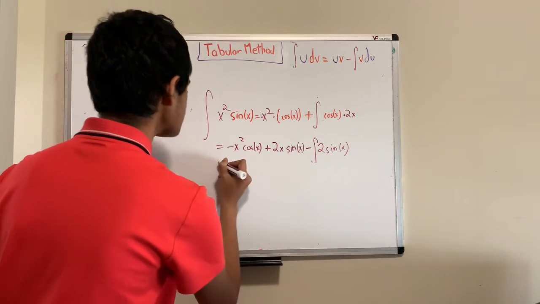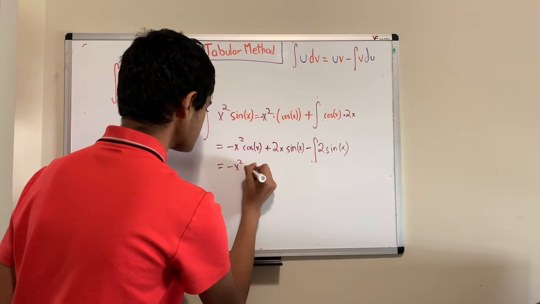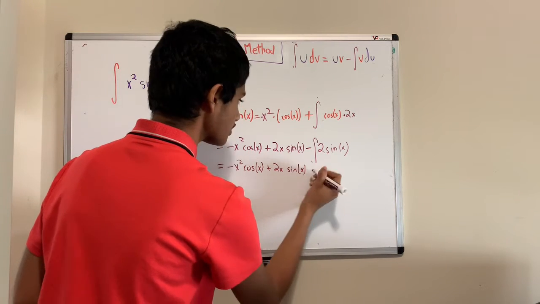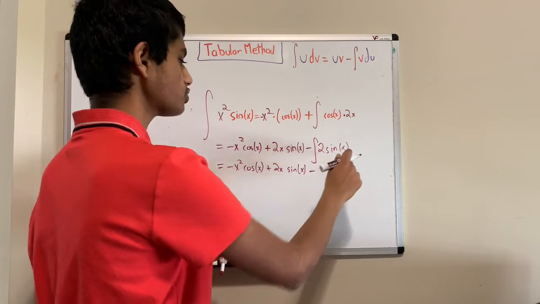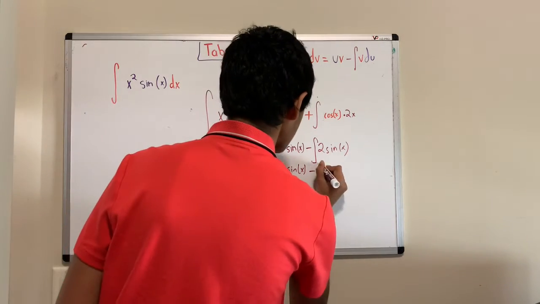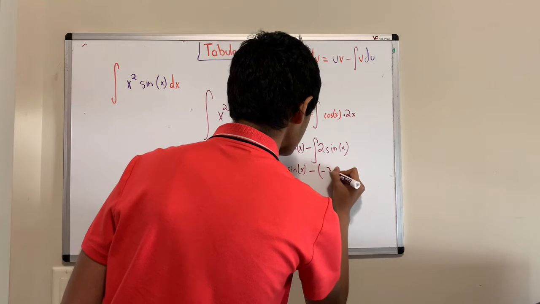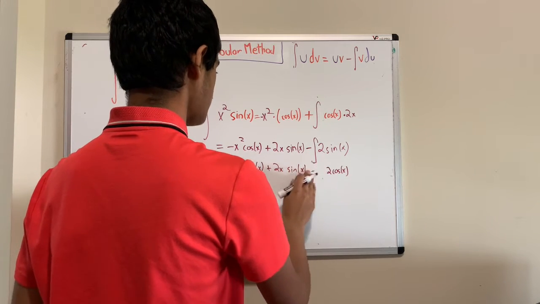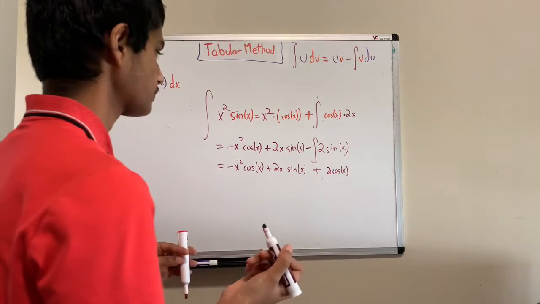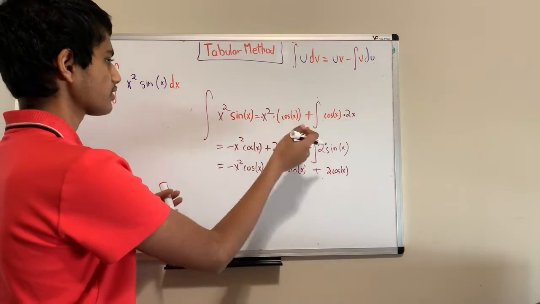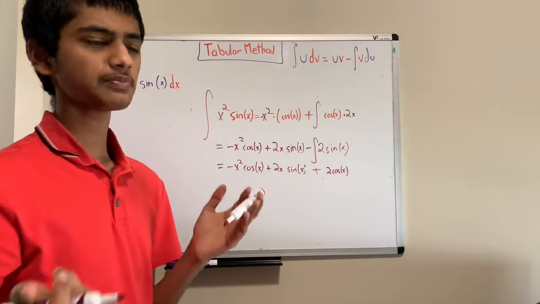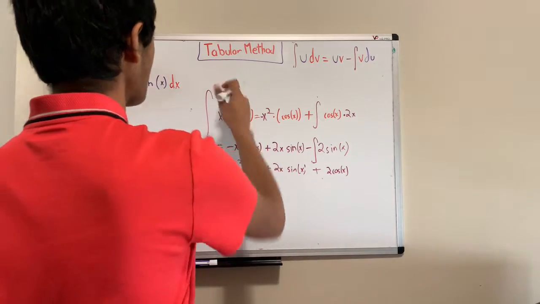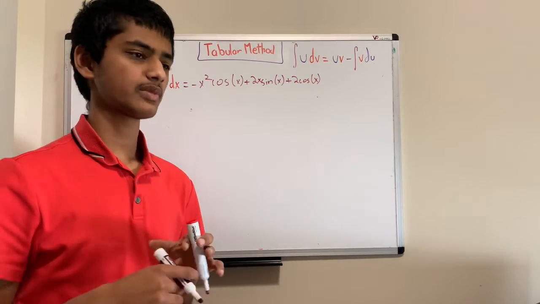And then we can finally simplify this to be equal to negative x squared cosine of x plus 2x sine of x minus the integral of 2 sine of x, which is just a negative 2 cosine of x. So we can just get rid of the negatives over here and make this plus 2 cosine of x. Okay, so I think we can see that we solved this integral over here. But now let's start applying the tabular method to this. So I'm going to keep this answer over here so we can compare our answer after we're done with the tabular method. So now let's start the tabular method.